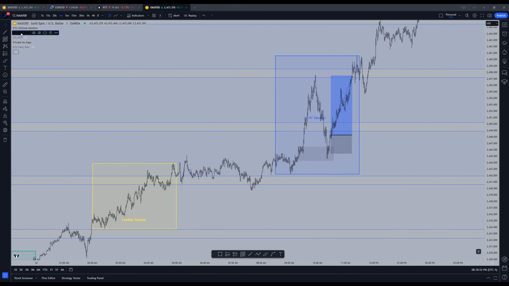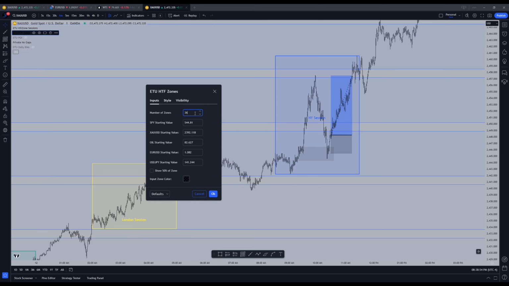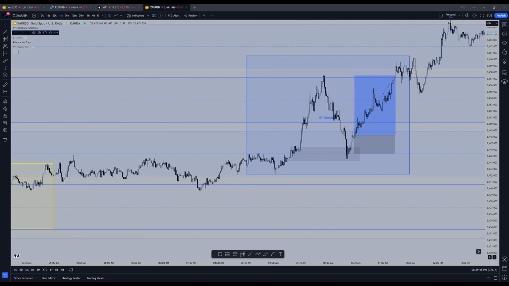And then of course you could change the number of zones you want. Maybe you don't want that many zones on your chart, to prevent lag. You can reduce the number of zones. The starting values, I've already done the mathematical calculations for them, and they go based on the increments that I've already predefined and calculated, which are all the zones. And then this is another thing, you could show 50% of the zone.